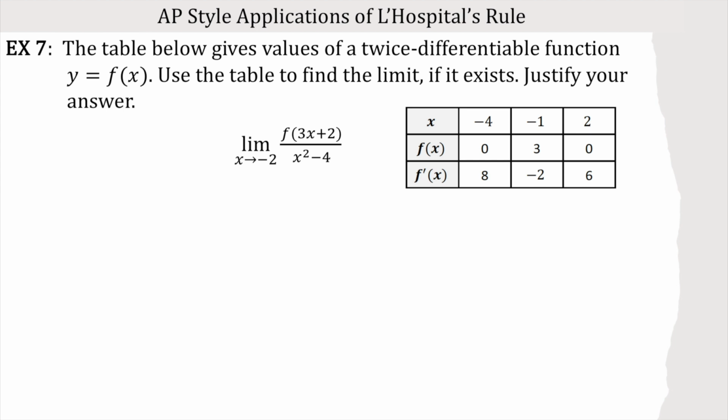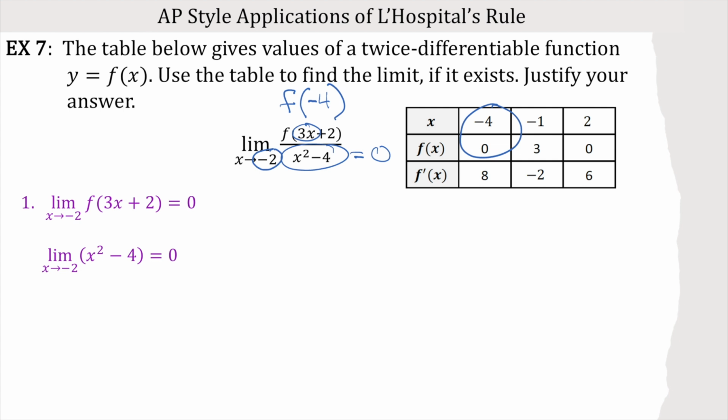Well, if we start with direct substitution and plug in a -2 up here, we get f of 3 times -2 is -6, plus 2 is -4. And then -2 times -2 is 4, minus 4 equals 0. Well, what's f of -4? Oh, 0. All right, so the limit as x approaches -2 of the top is 0. The limit as x approaches -2 of the bottom is 0. So we have indeterminate form. So here comes L'Hopital.